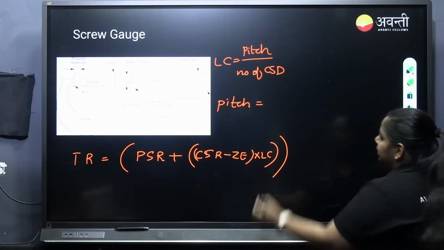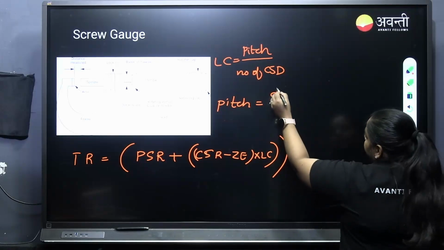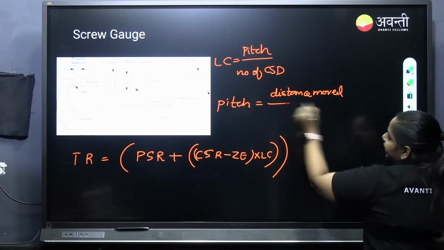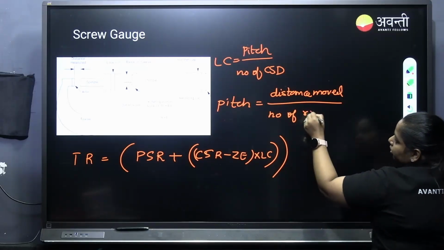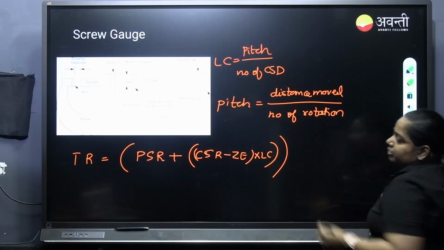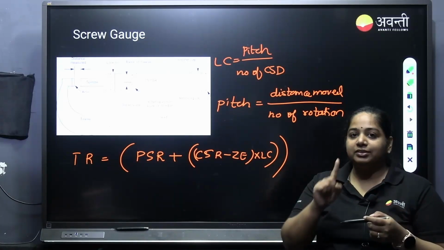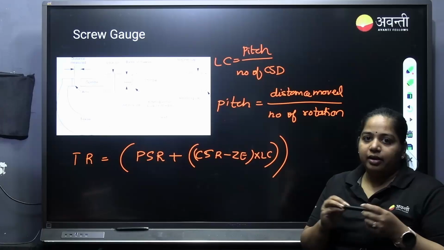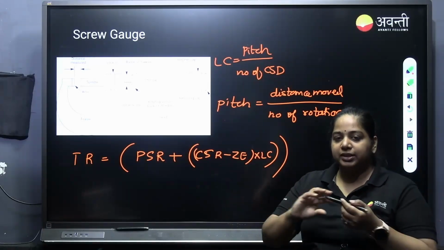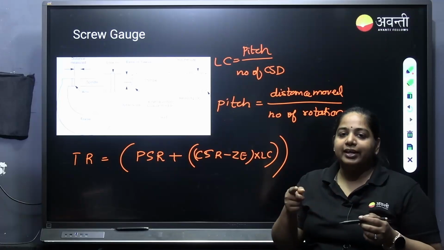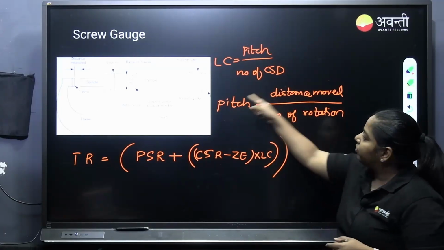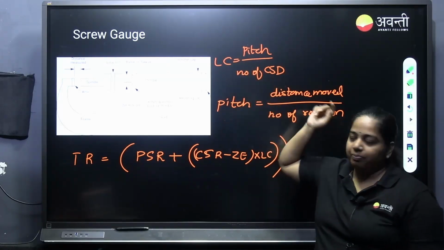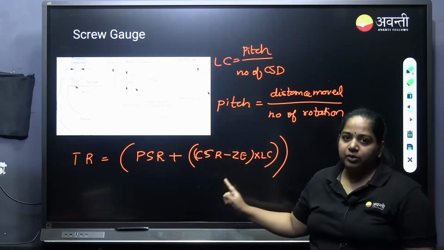So what you will do is, distance moved divided by number of rotations. So 100 divisions means 1 rotation, 200 divisions means 2 rotations, like that. So 1 millimeter equal to 100 divisions means I rotated one time and the pitch scale reading is 1 millimeter. So like that we can find the pitch of a screw gauge. Once we find pitch, we can substitute and find least count. Then these things are normal only, 0 error will be given.